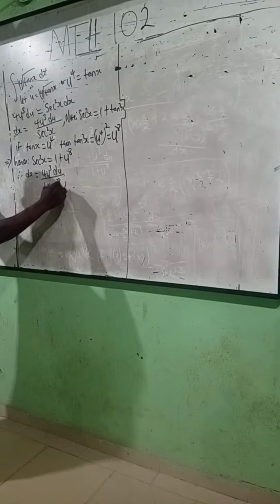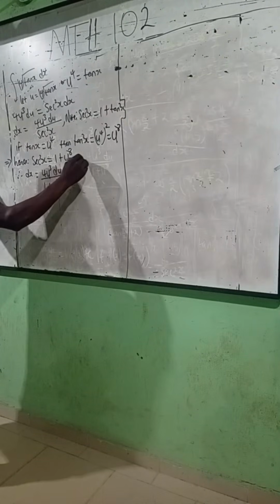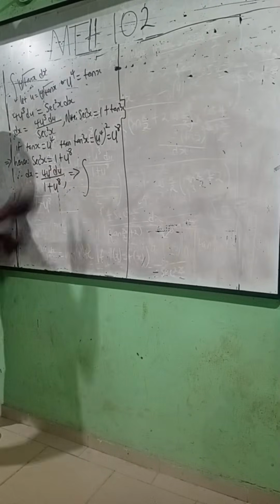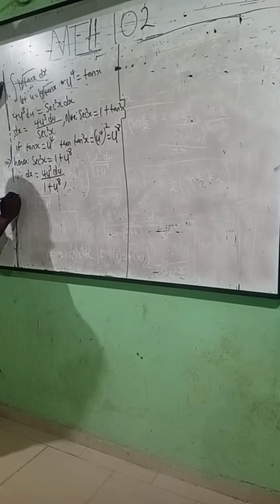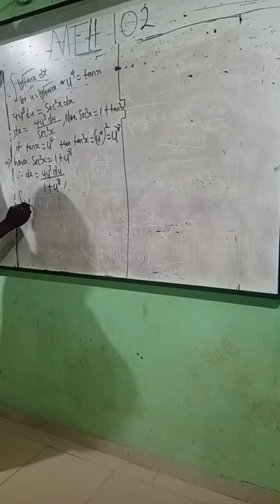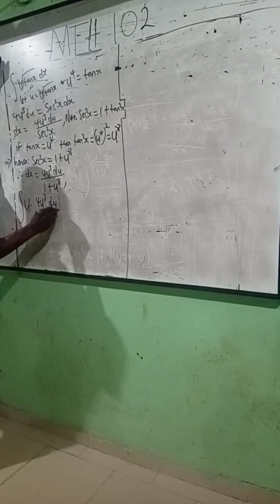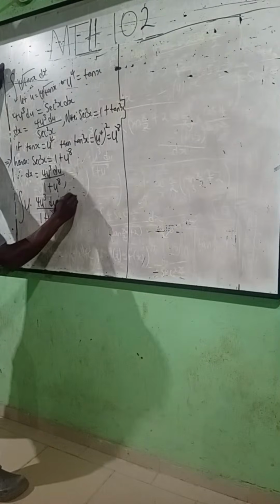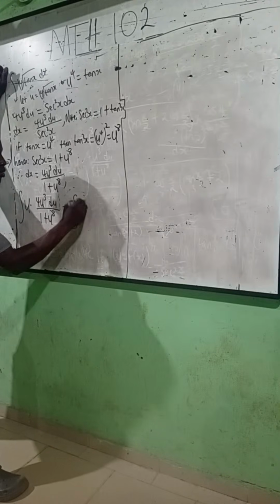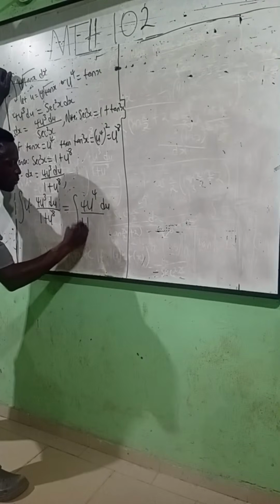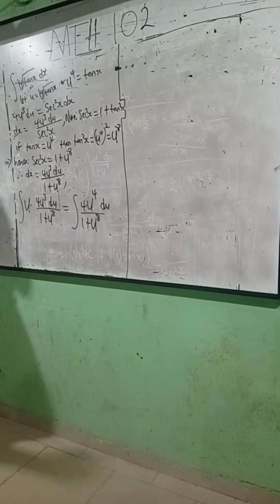So the question now becomes what? Integral of this now is equal to this next step. That's why I use arrow. Let me even put it down here. So the question now becomes integral of u, this guy, dx. What's dx? 4u cubed du over 1 plus u raised to power 8. Which gives us integral of u times 4u cubed, 4u raised to power 4 du divided by 1 plus u8. Clear to that part?